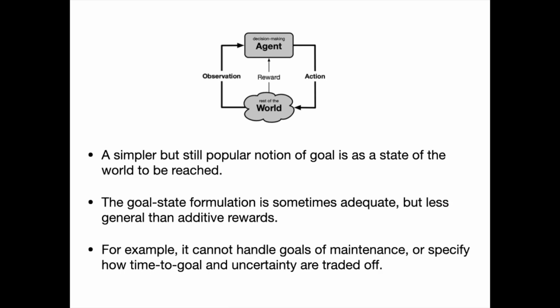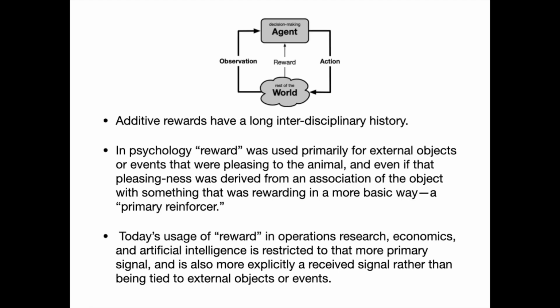A simpler but still popular notion of goal is as a state of the world to be reached. The goal state formulation is sometimes adequate, but less general than additive rewards. For example, it cannot handle goals of maintenance, or specify how time to goal and uncertainty are traded off. Additive rewards have a long interdisciplinary history.